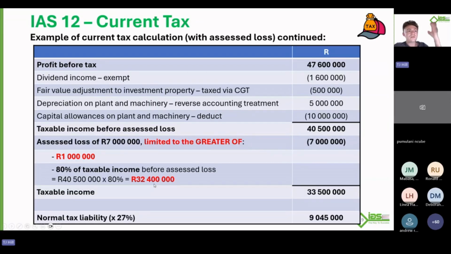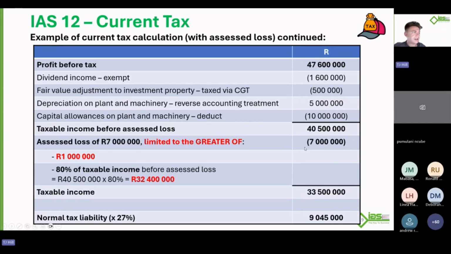You can only use what you have. I only have 7 million. You agree? I can't manufacture a new loss. So my limit is sky high. I'm actually not limited then. I can use all of the 7 million. Do you see that? Are you with me? Okay.